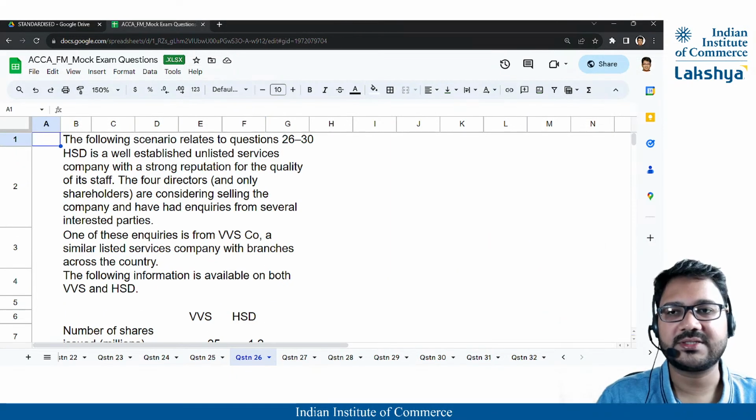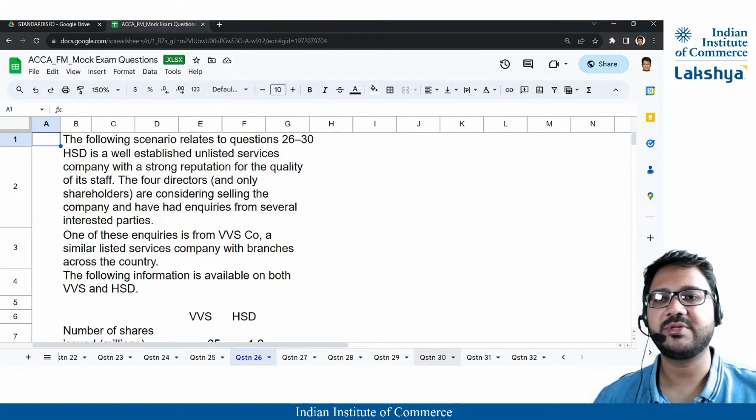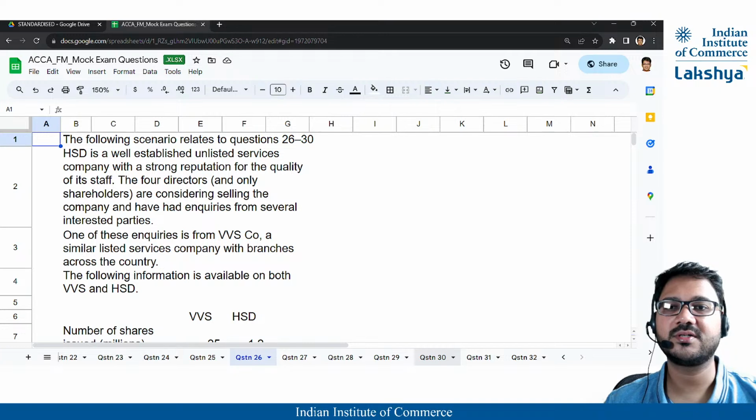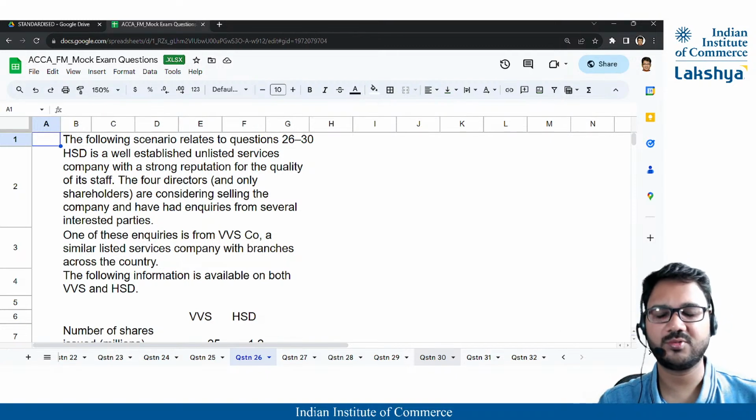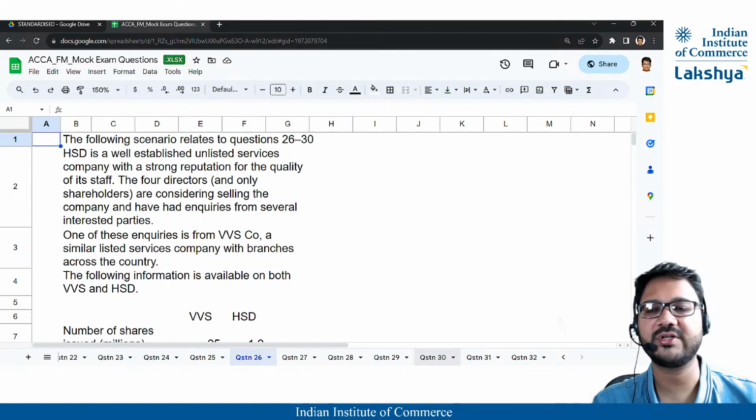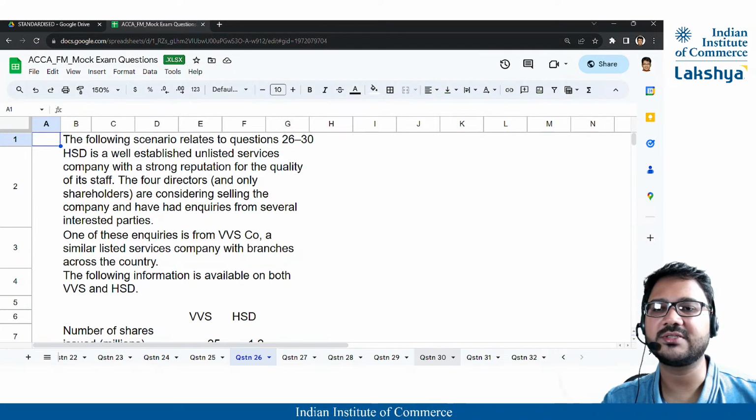Question number 26. The following scenario relates to questions 26 to 30. HSD is a well-established, unlisted service company with a strong reputation for the quality of its staff. The four directors and the other only shareholders are considering selling the company and have had inquiries over several interested parties. One of these inquiries is from VVS Company, a similar listed service company with branches across the country. The following information is available on both VVS and HSD companies.